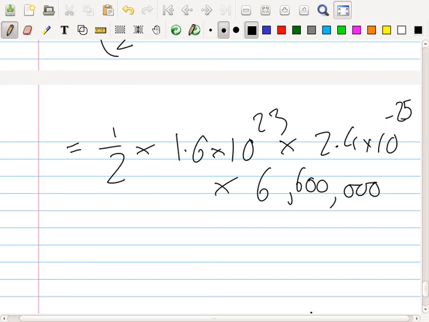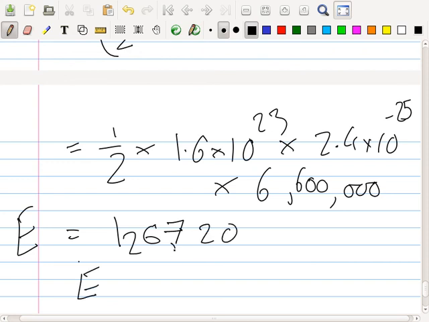Okay, Albert. I'm so lost. What are we doing? Why are we doing this now? I'm getting how much energy is in the cylinders. 1, 2, 6, 7, 2, 0. So the energy is equal to about 1.2 megajoules.